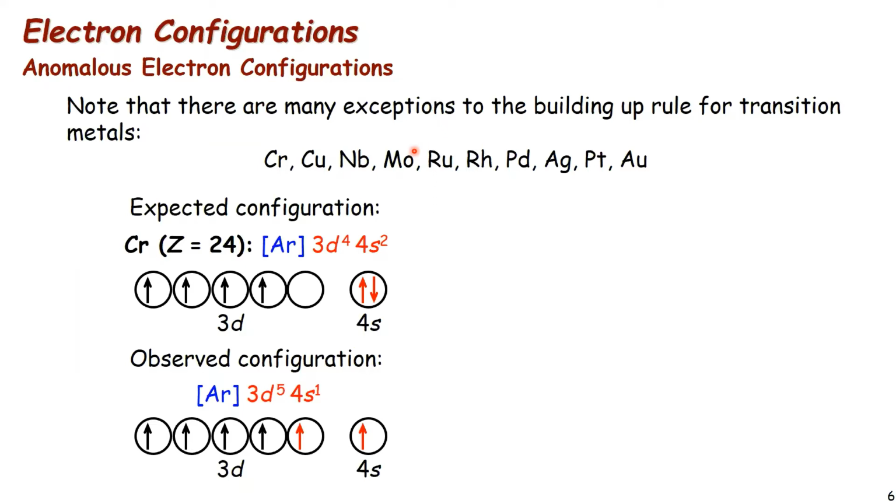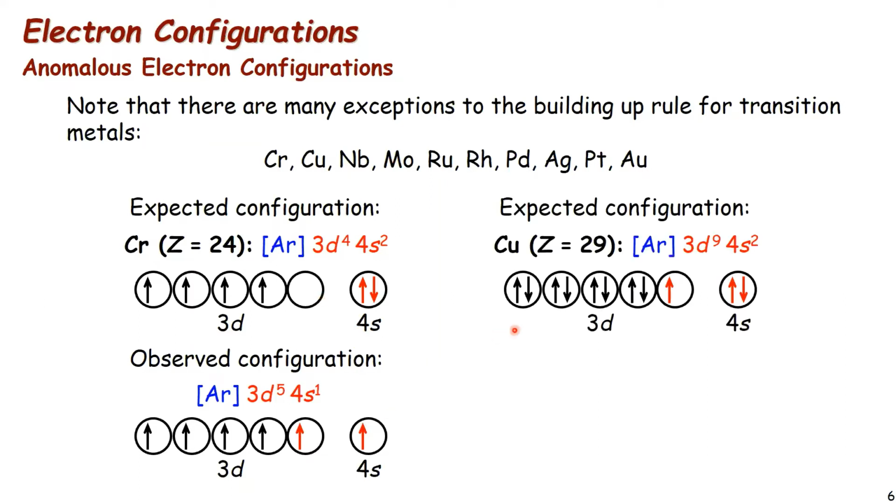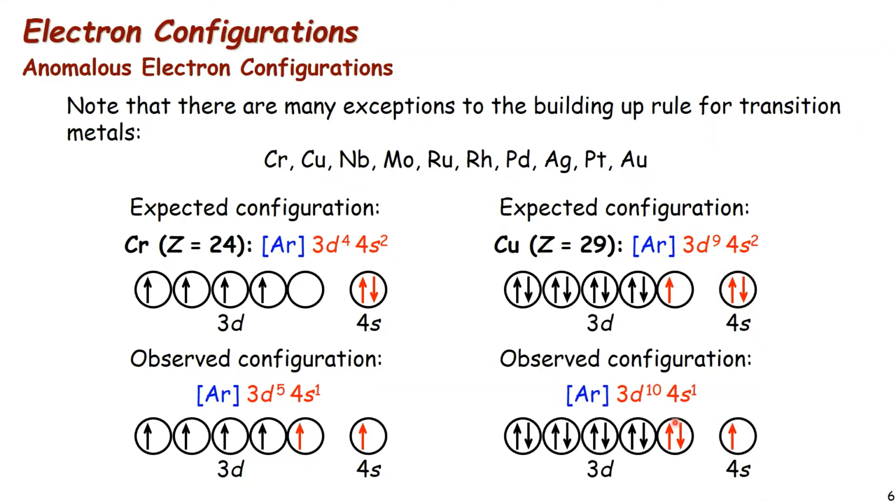This is why it didn't follow the building up principle, because it's a little bit lower in energy to have this configuration compared to this one. Now that's not true for all atoms. So it's not a rule, okay? Copper, for example, looked like this. But nature, instead of putting the two paired electrons in the 4s, actually fills up the d orbitals.